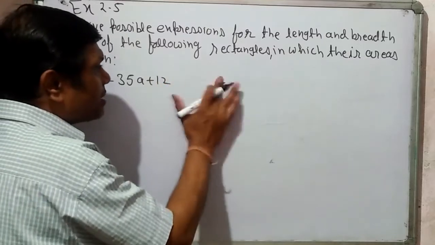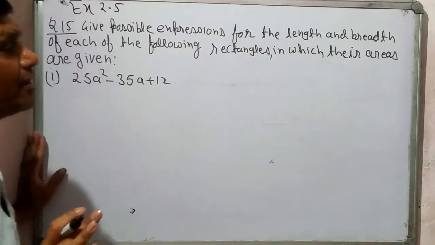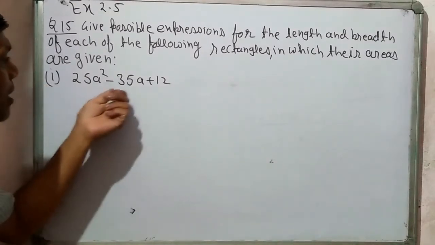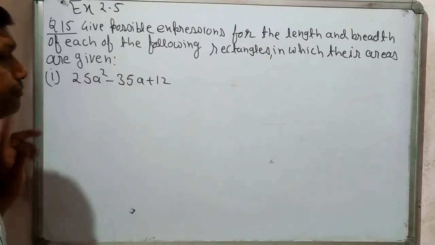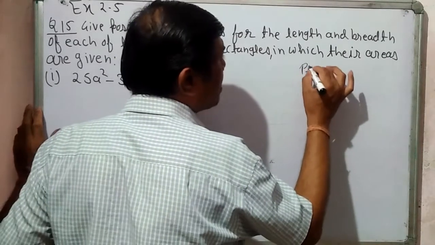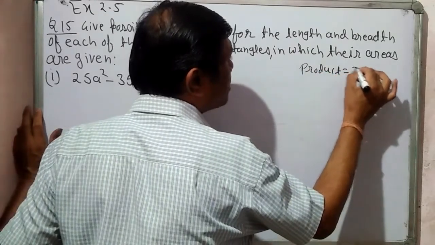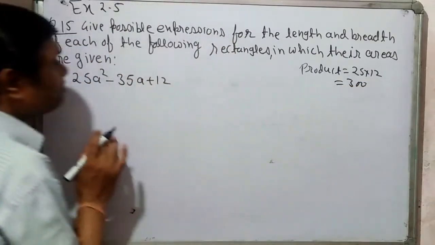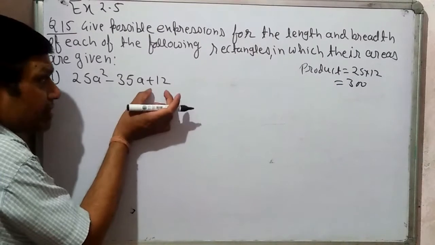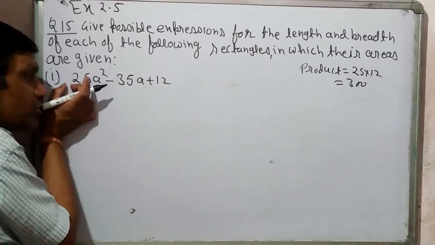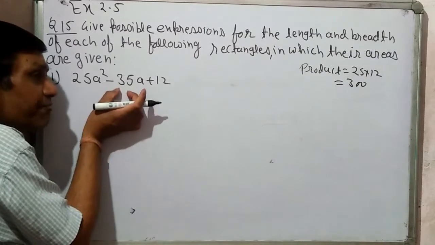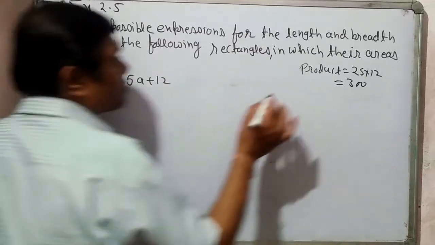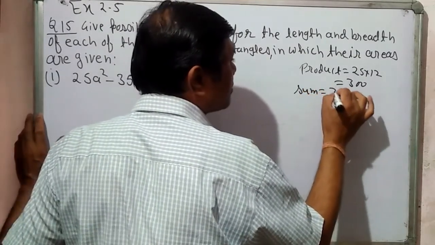Now here, I will take this opportunity to tell you one more method of splitting the middle term for finding a proper splitting. The product that we require, I will write over here. The product we have is 25 multiplied by 12, that is 300. Since the last term is positive and the first term is also positive, we need 35 as the sum of two numbers whose multiplication is 300. So the sum required is 35.